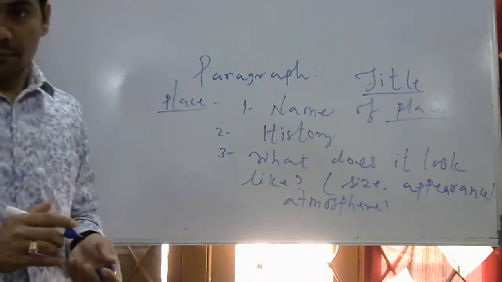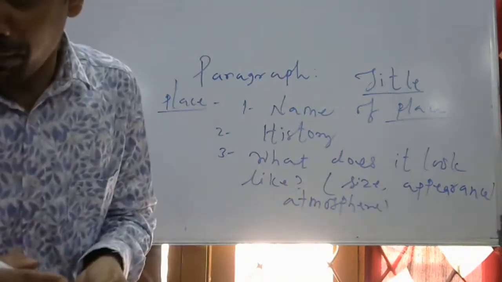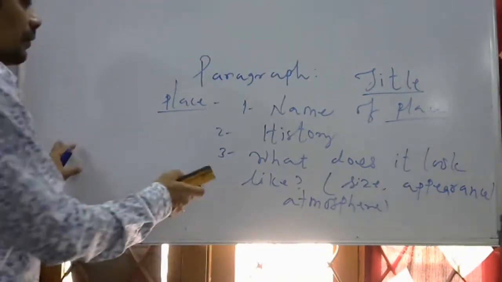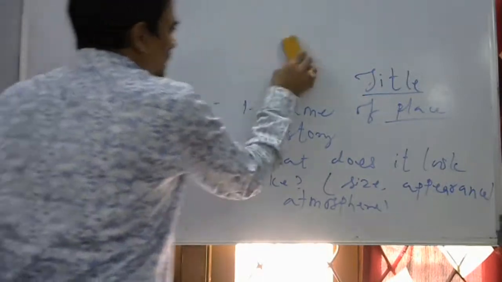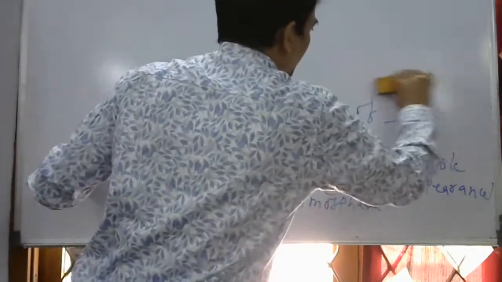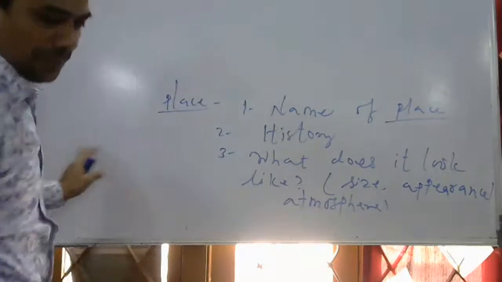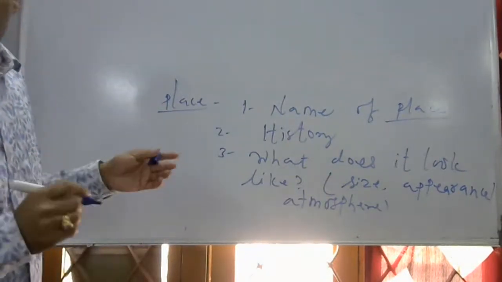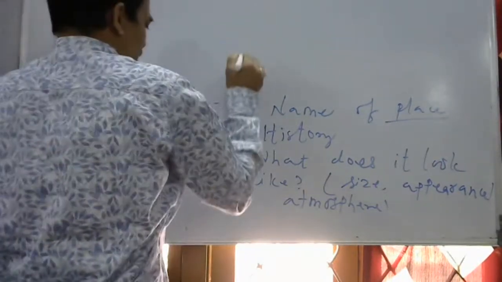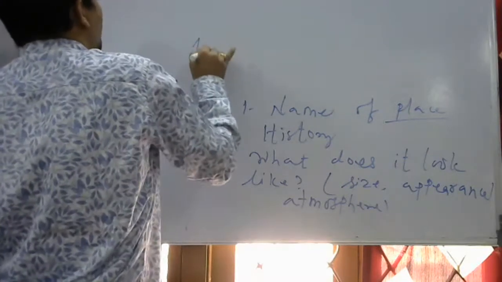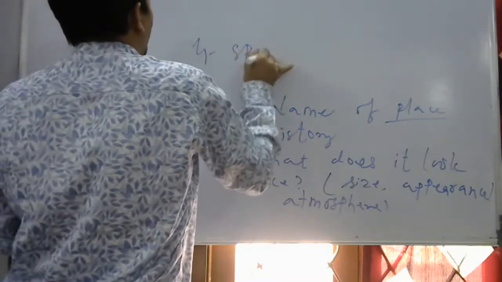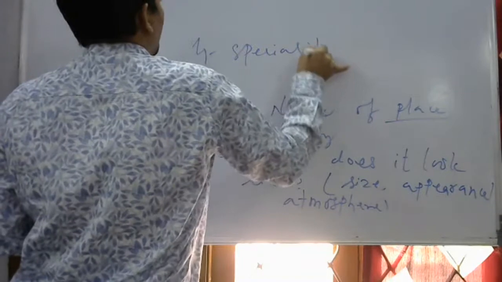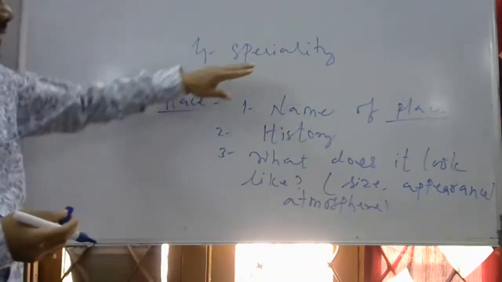Number 5, what is special about the place? Remember all the WH questions, and accordingly you have to think and write the paragraph so that you will be given good marks. What is special about the place? We can go with the speciality of the place.